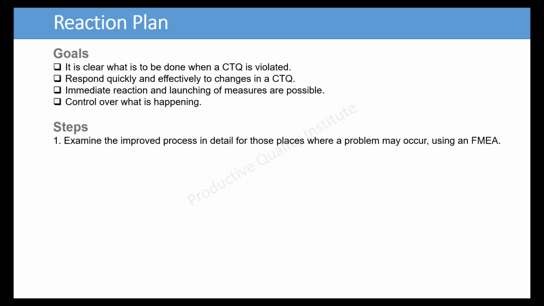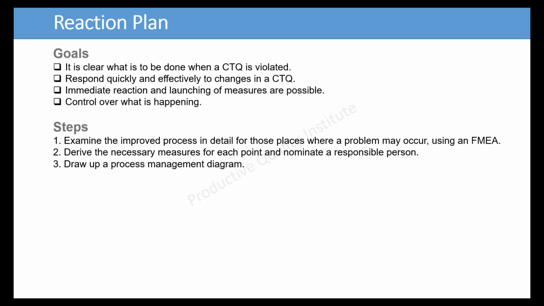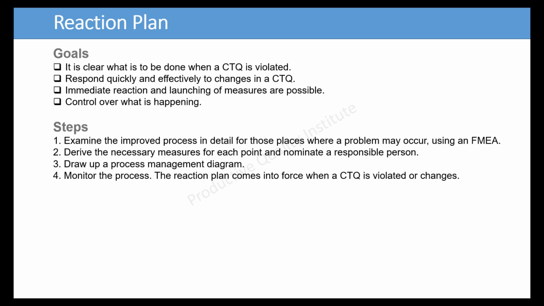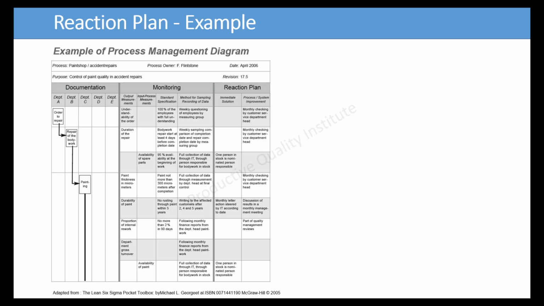Steps to make the reaction plan. 1. Examine the improved process in detail for those places where a problem may occur, using an FMEA. 2. Drive the necessary measures for each point and nominate a responsible person. 3. Draw up a process management diagram. 4. Monitor the process. The reaction plan comes into force when a CTQ is violated or changes. Example of process management diagram.